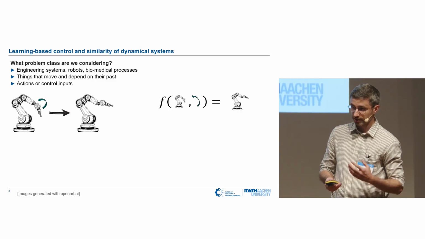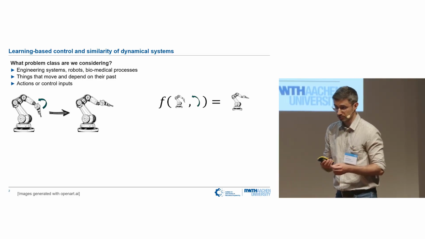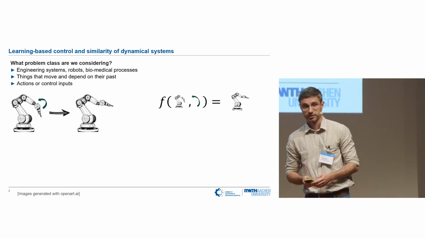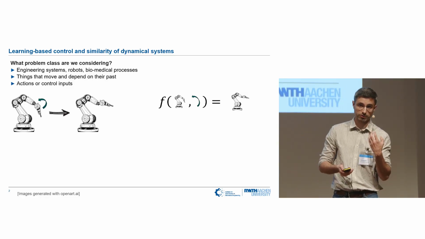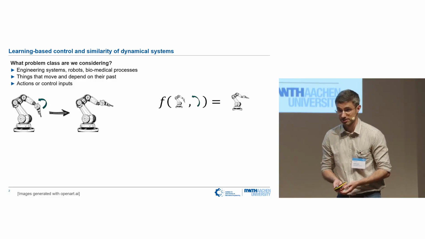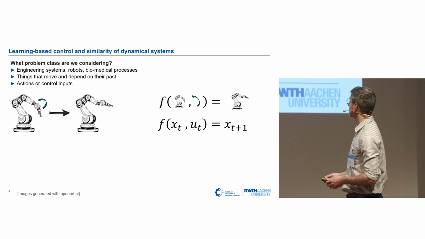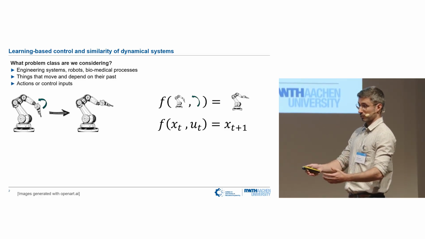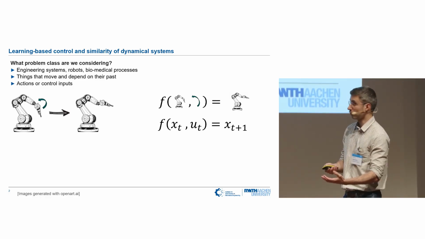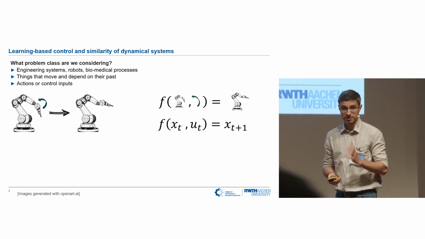Now, if we abstract this a little bit, we introduce this dynamics function f, which takes as input the state of the system, which is this robot here, and the control command that we apply, so this is the motion that we apply to the joint. What we get in the next time step is the next state of the system. The robot has moved. This is what this dynamics function is doing. If we abstract one step further, we have this function that gets the state and the control, and outputs the next state. These are the kind of systems that we're interested in.